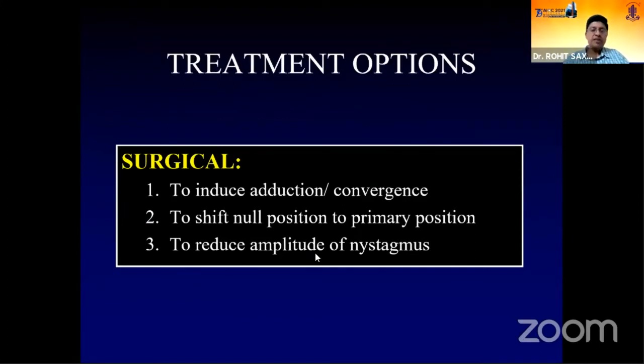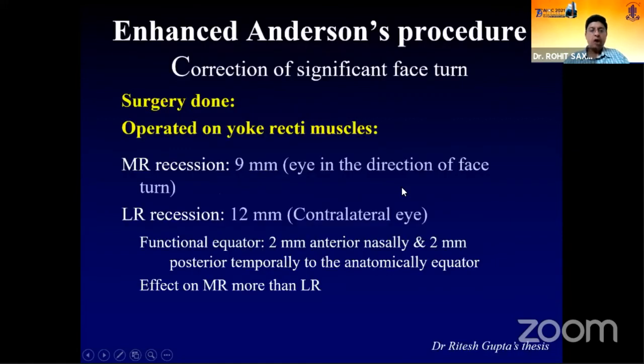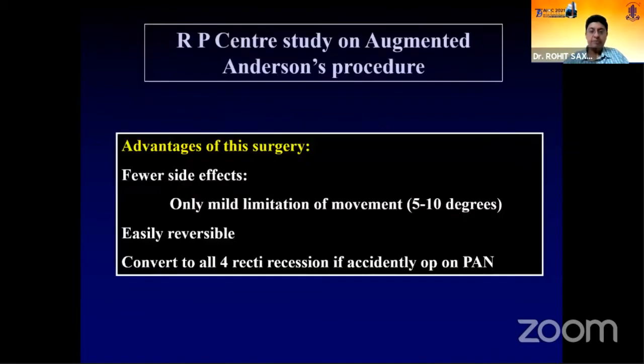So our treatment options include inducing adduction or convergence, shifting the null position to primary position, and to reduce the amplitude of nystagmus. So face turn surgeries, a lot of surgeries have been described. We prefer the augmented Anderson's, in which we operate on the yoke muscles and do a supramaximal recession of the yoke. So you do the medial rectus 9 millimeters in the eye in the direction of face turn, and 12 millimeter lateral rectus in the contralateral eye. In this way, we shift the face turn or the null point from that gaze to the primary position.